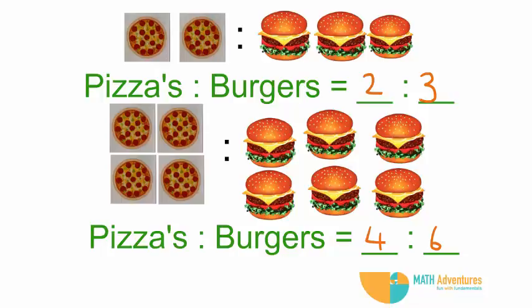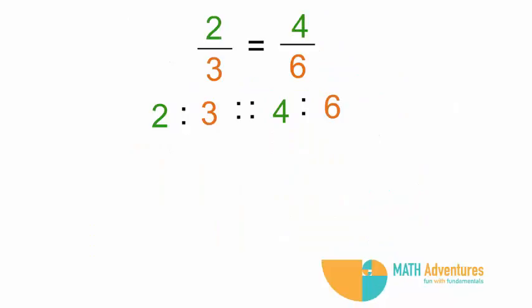Now, if we can find a relation between the number of pizzas to burgers in one box to that of pizzas to burgers in the other box, then we have actually discovered a proportion. Can we say that 2/3 is equal to 4/6? Is 4/6 an equivalent ratio of 2/3? This can be written as 2:3 such that 4:6.